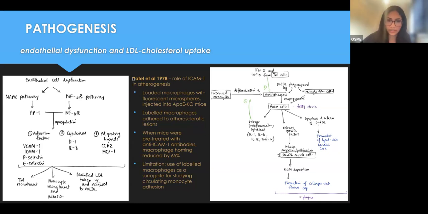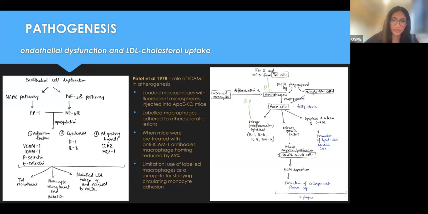This is just one experiment which shows the role of one of these factors, ICAM1, an adhesion molecule, in atherogenesis. It's an experiment where they loaded macrophages with fluorescent microspheres, and then they injected those intravenously, I think, into a knockout mouse. Those developed lesions quickly, and they saw that the labeled macrophages would adhere to atherosclerotic lesions at all stages of the lesion, from fatty streaks to actual plaques. But when the mice were pre-treated with antibodies that blocked ICAM1 binding, the macrophages homing to the lesions were reduced by 65%.